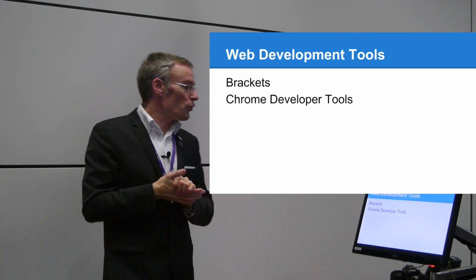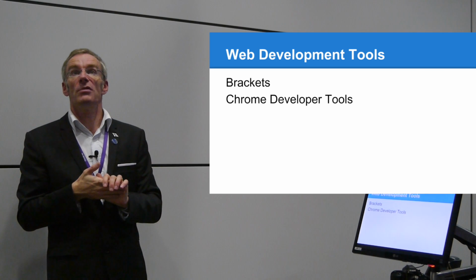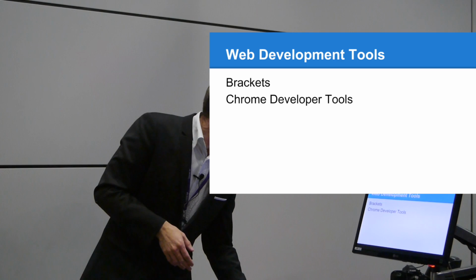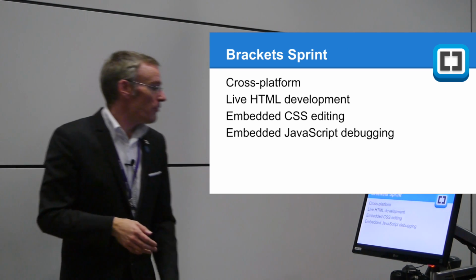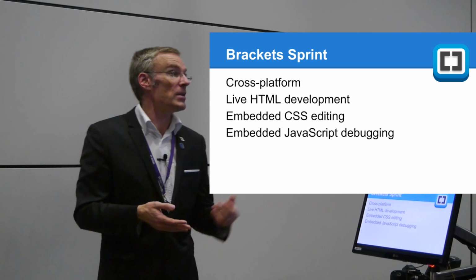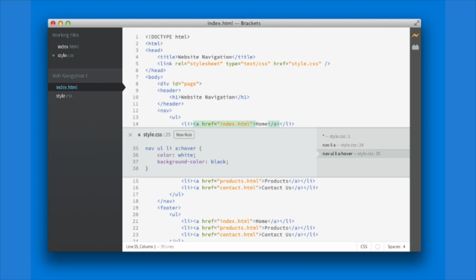The other tool is Chrome Developer Tools, which you can use to look at your margins, your padding, remember this? And you can see the page. So Brackets is cross-platform, live HTML, embedded CSS editing, and you can do JavaScript as well. So it's quite powerful, and that's what it looks like.